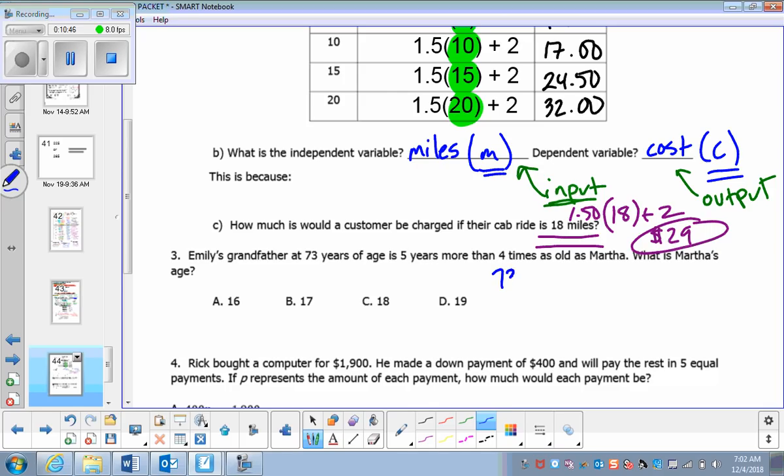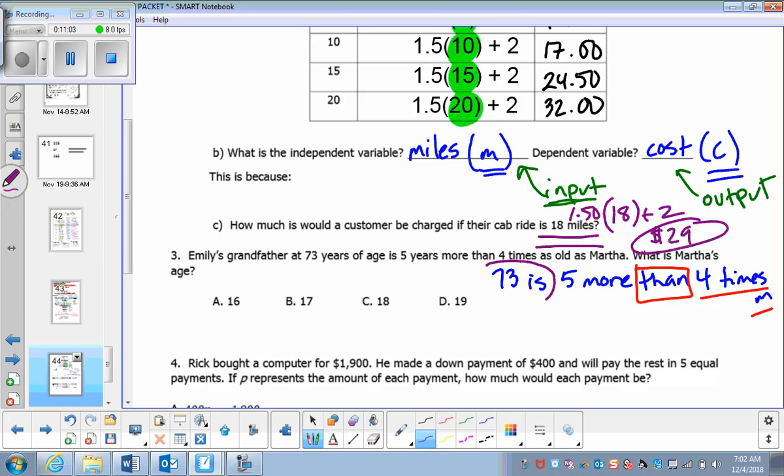I'm going to write that 73 is 5 more than 4 times n. And the other day we learned to box the "than," and there's 4 times n. We also circle away the "73 is." We've got 4 times n, that's going to come first. Now show me 5 more than that. So this equation shows that somebody's age is 73, and that's 5 years more than 4 times Martha's age.